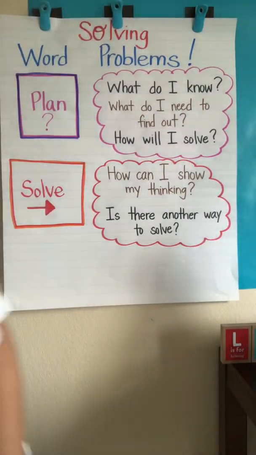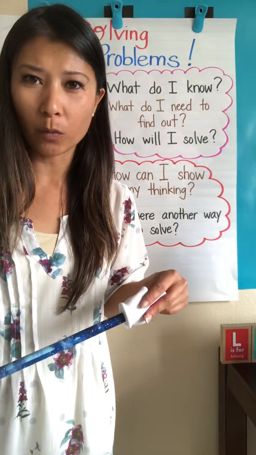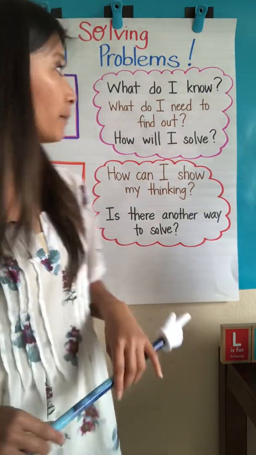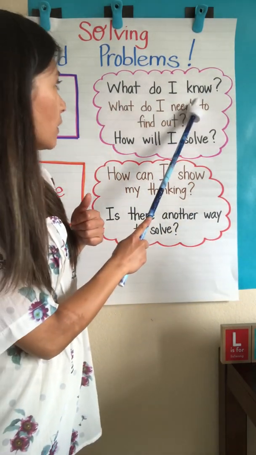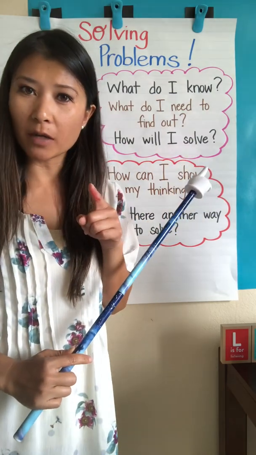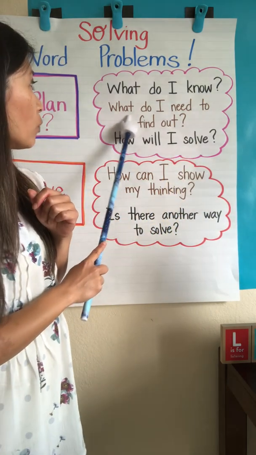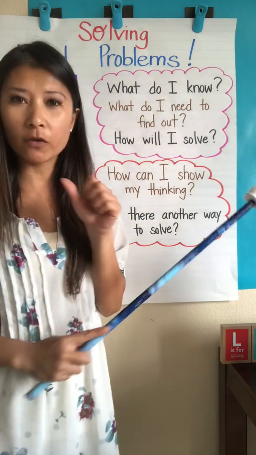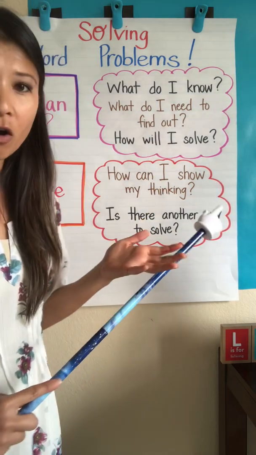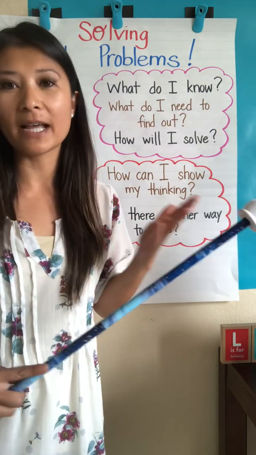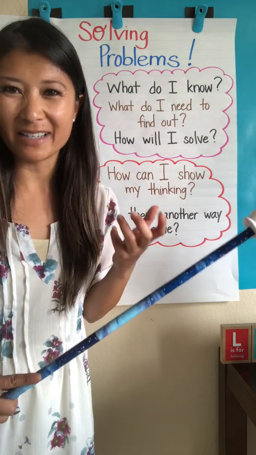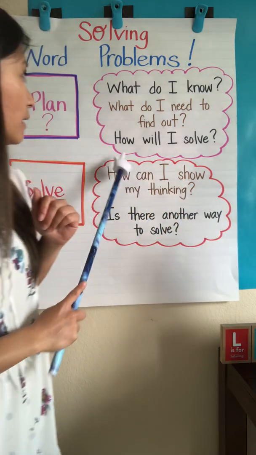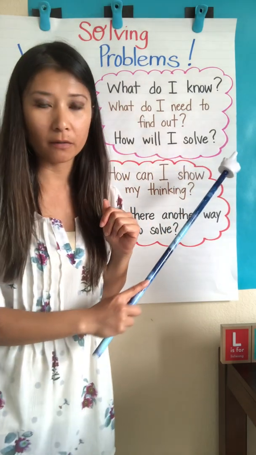Hi mathematicians. Yesterday we talked about how we can first plan our word problems before we actually get started. And that means after we've read the word problem carefully, we've thought about what do I know? So that means circling the numbers that we're working with and then thinking about what do I need to find out? So looking for those clue words like in all or altogether or more or less, fewer, underlining those words because they give you a hint or an idea of how you can solve the word problem, and then thinking about how will I solve, okay?